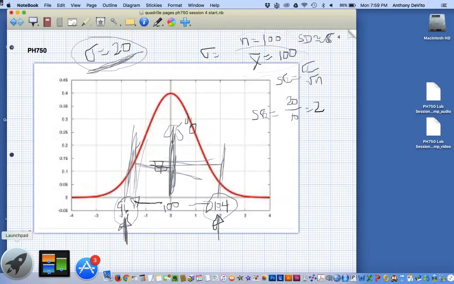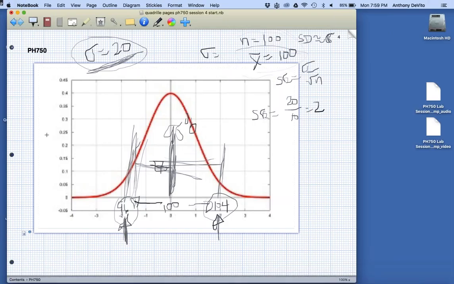Now, let's say I want to be 99% confident that I make this range so that I capture the true population mean. Does this range have to be narrower or wider for me to increase my level of confidence? Yeah, I need it wider for me to increase my level of confidence, right? So it's got to be wider.